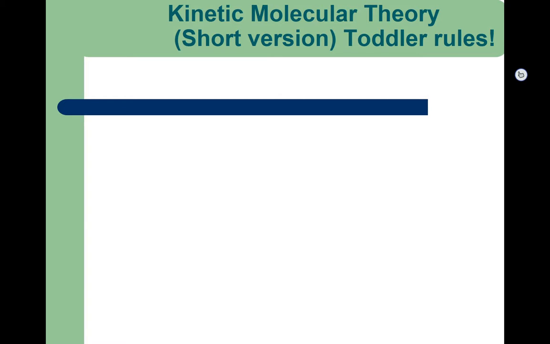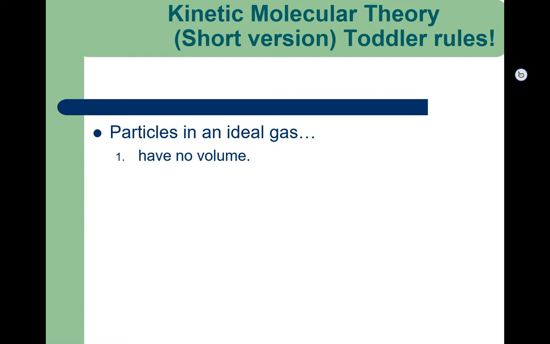And one of the ways that you remember the kinetic molecular theory, the short version, is with toddler rules. Anybody that's 5 and under is considered toddler, and there are 5 rules. And these all you can refer to toddlers to remember them. So these refer to ideal gases. And everybody loves a toddler. They're just so cute and so sweet. So they're ideal. First one is they have no volume.